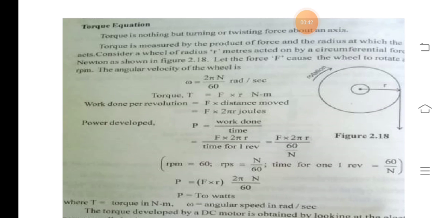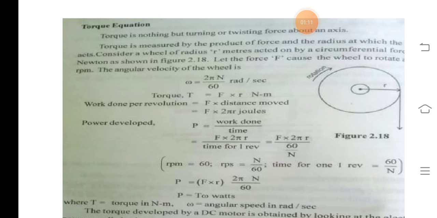In this torque equation, we have to calculate the back EMF. EB is always less than the applied voltage V, since back EMF EB acts in opposition to the supply voltage or applied voltage V. The net voltage across the armature circuit is V minus EB.